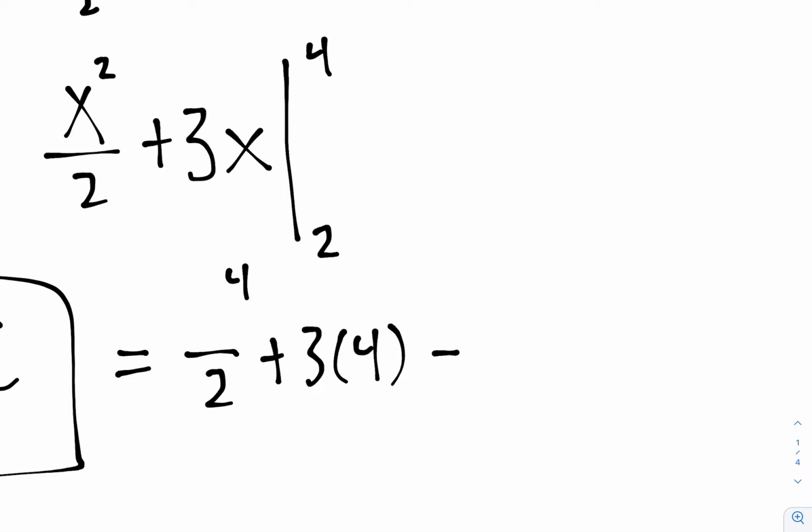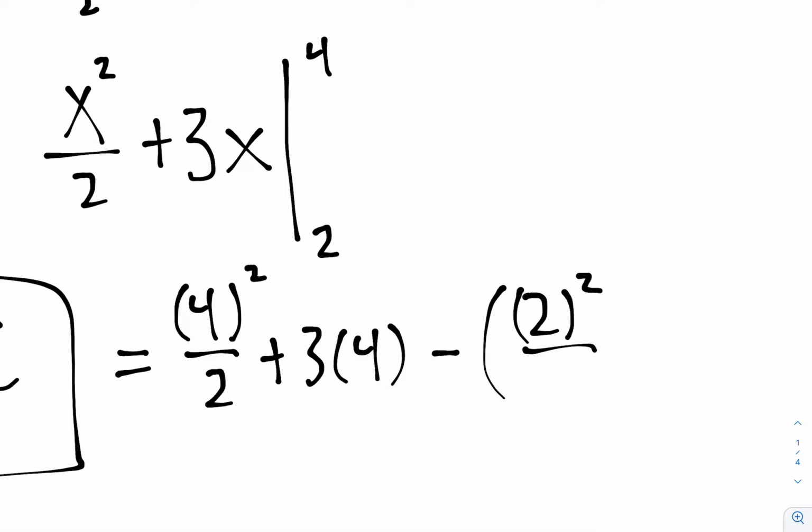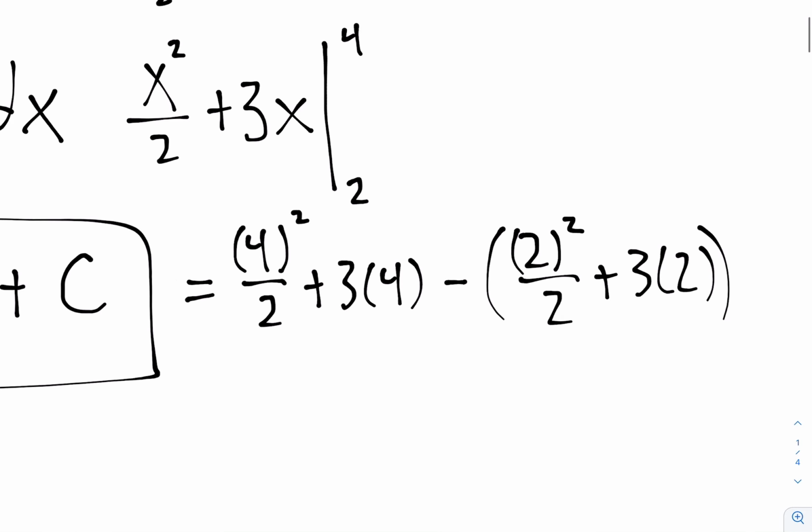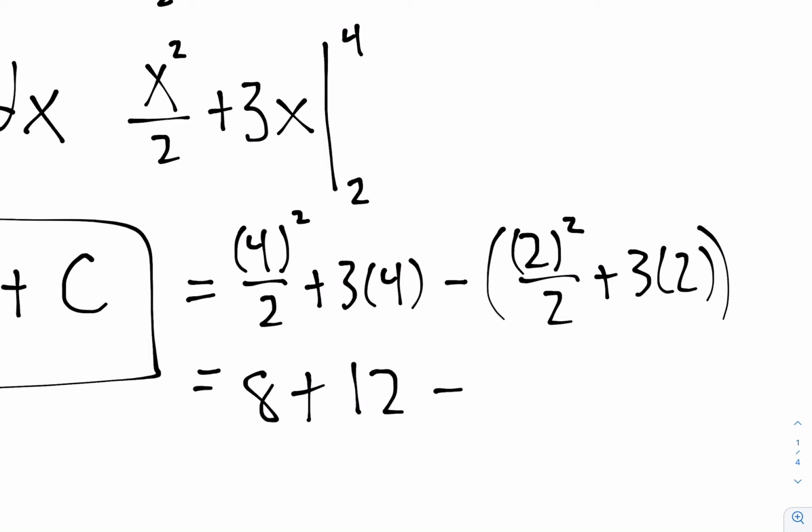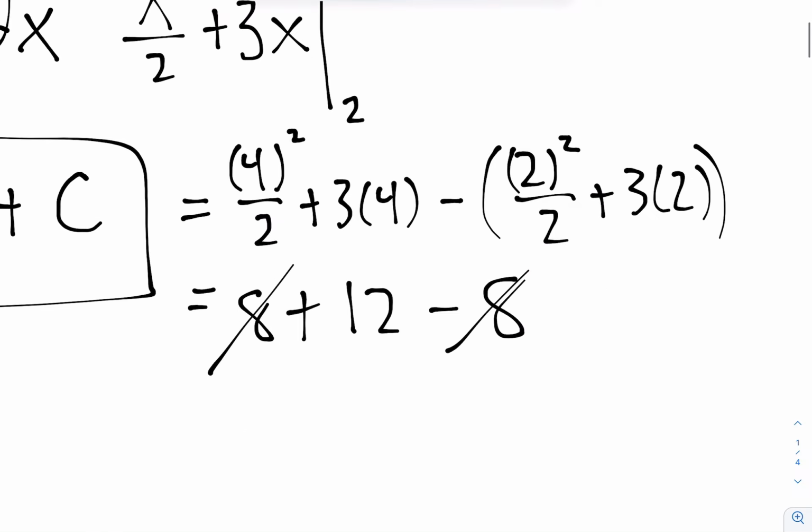Oh, I mixed up my 4 here. So it's going to be 4 squared, right? Because 4 is our x, plus 3 times 4, minus, okay, minus 2 to the power of 2 over 2, plus 3 times 2. So we're subtracting those two things. 4 squared, 16 over 2 is 8, plus 3 times 4 is 12, so it's going to be 20, minus 2 squared is 4 over 2 is 2, plus 3 times 2 is going to be 2 plus 6, so that's going to be 8. So see how these 8's cancel, and we just get 12.